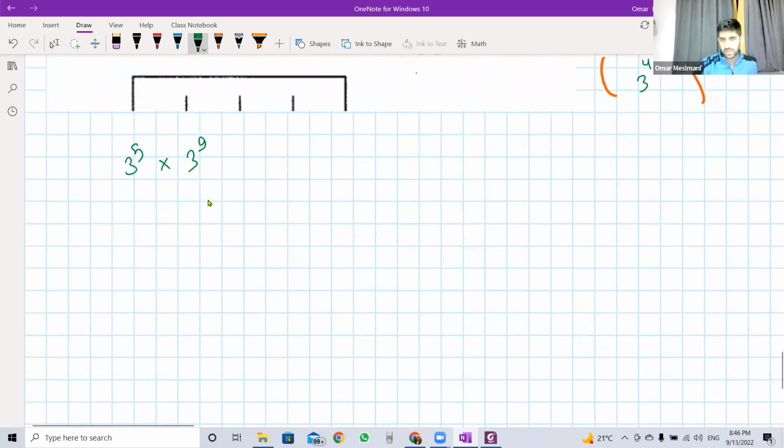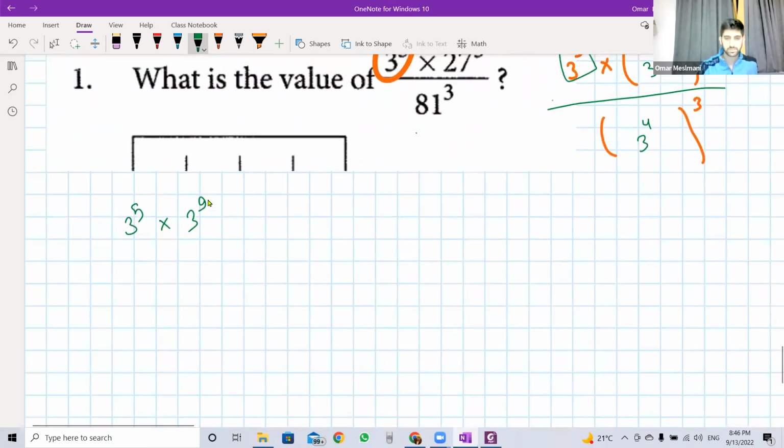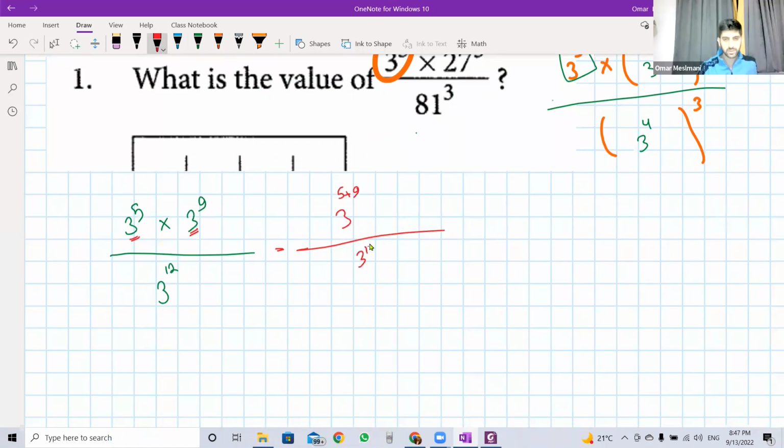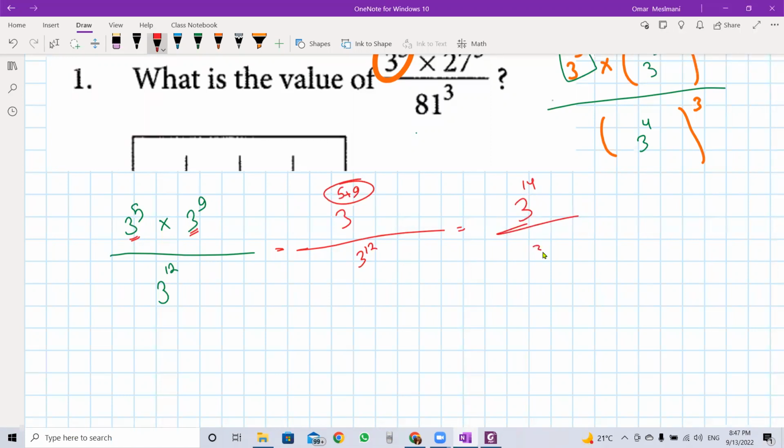Go study the rules. Over 3 power 4 power 3. Now power of power again, what would I do? Multiply the powers, because 4 times 3 is 12. Now we have the same base, 3 and 3, so we add the powers, 5 plus 9, and the denominator I'm not going to touch. So 3 power 14 over 3 power 12.